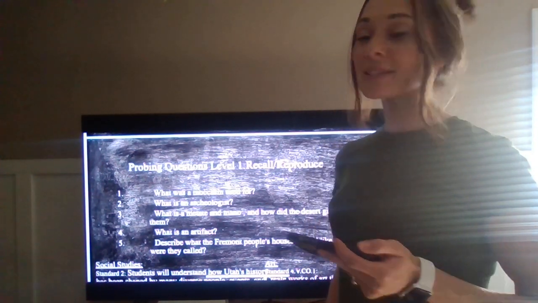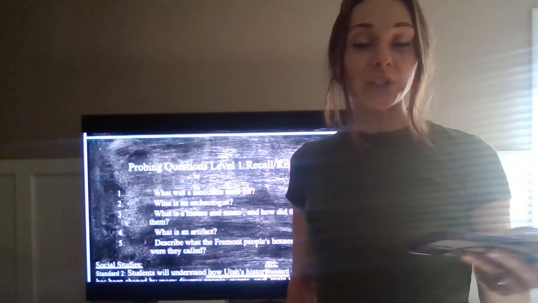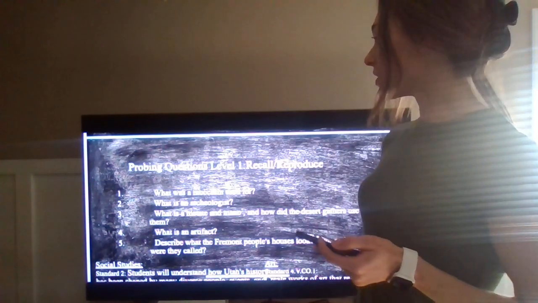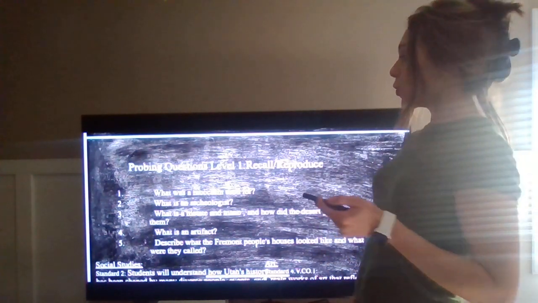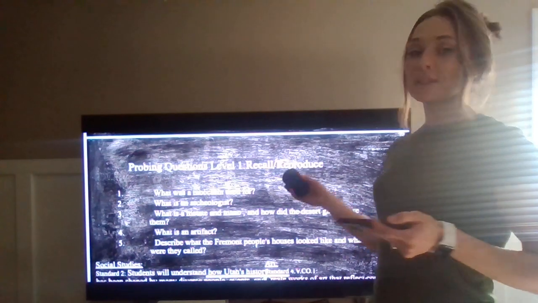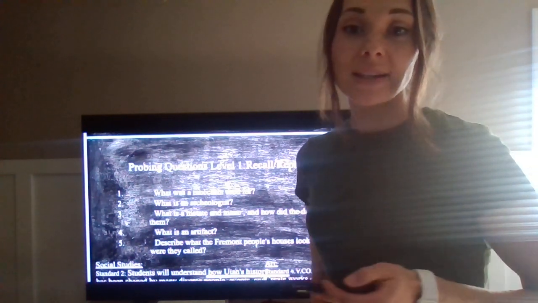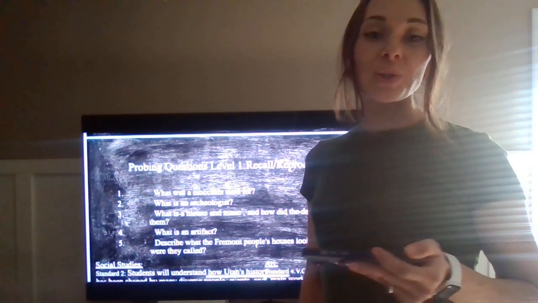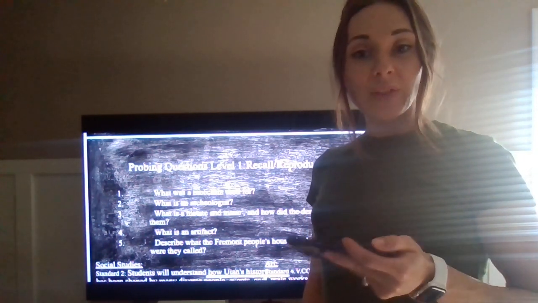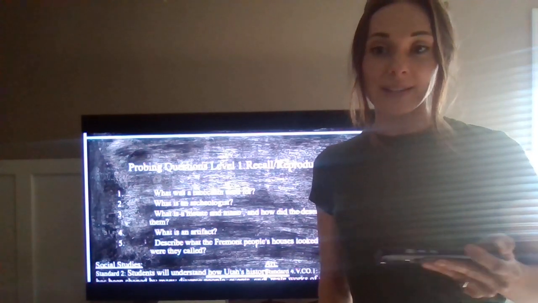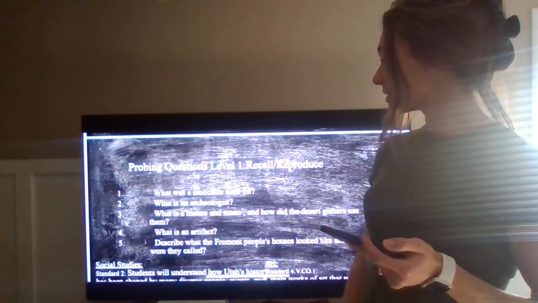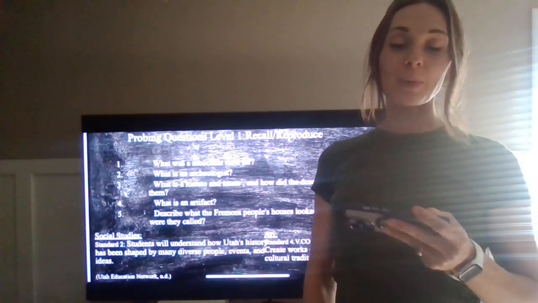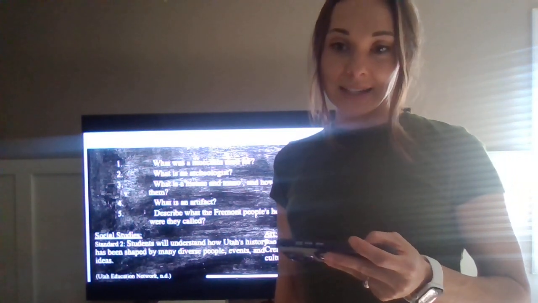The questions listed on this slide are simple ones in which the students can recall from the textbook readings. An example of level 1 could include, what was a moccasin used for? What is an archaeologist? What is an artifact? Questions here were formed to encourage students to remember what they read, but also align to the standard for the lesson, which is students will understand how Utah's history has been shaped by many diverse people, events, and ideas.